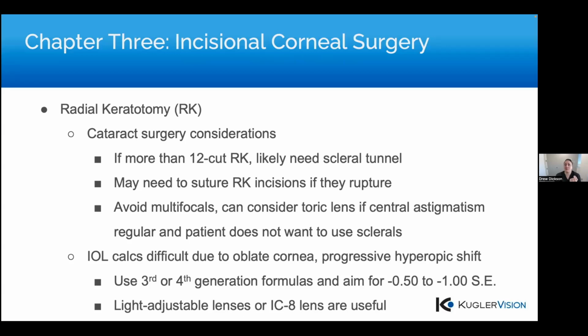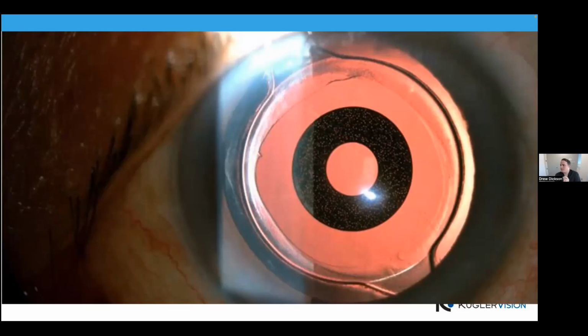A couple of new technologies have come out that are really useful in patients who have had RK needing lens surgery. They are called light adjustable lenses, which allow us to change the prescription of the lens inside the eye post-operatively, or something called the IC8 lens. This is a picture of an IC8 lens. It works by using a pinhole effect. This patient is obviously dilated, but when the patient's not dilated, the black ring in there creates a pinhole effect that decreases the aberrations getting through the pupil, and therefore decreases the amount of aberrations that patients have. It can be useful if an RK patient has a highly aberrated cornea.